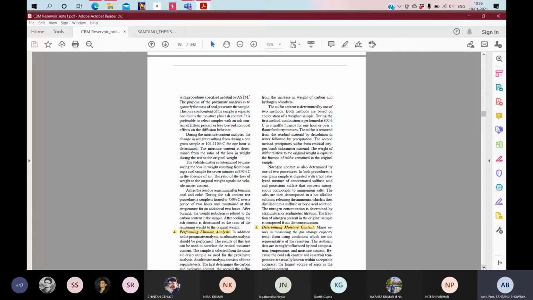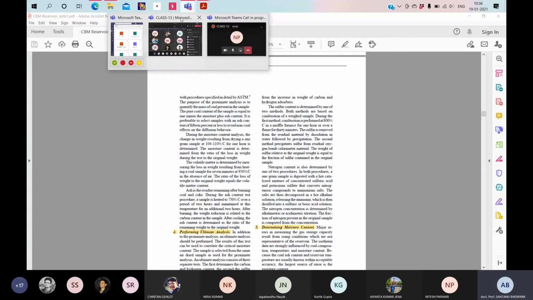Anyone? Did I mention it earlier about the coal materials when discussing the various components?